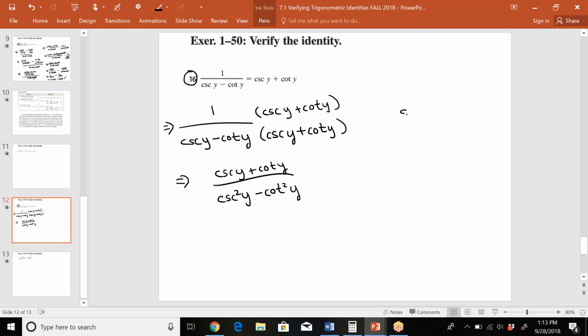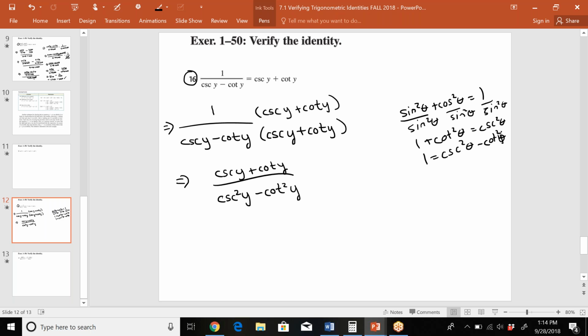Now the thing about that guy is that's a Pythagorean identity kind of in disguise. So let's go back to this. To get a cosecant, you have to divide everything by sine squared. Which gives me 1 plus cotangent squared theta equals cosecant squared theta. So if you subtract the cotangent like our problem has, you notice that cosecant squared minus cotangent squared is just a 1. So this becomes cosecant y plus cotangent y all over 1, which is just cosecant y plus cotangent y, which is our right side.